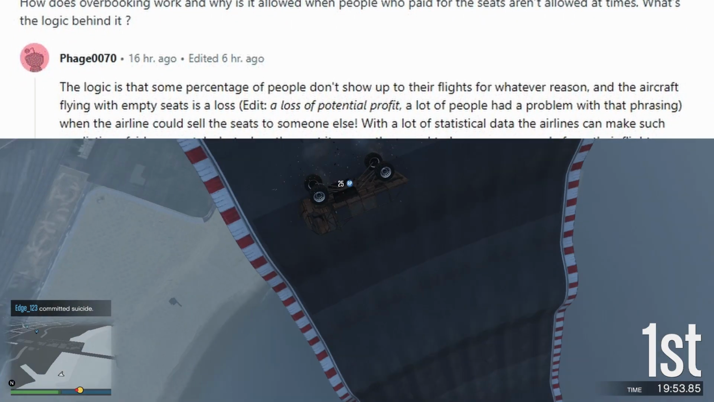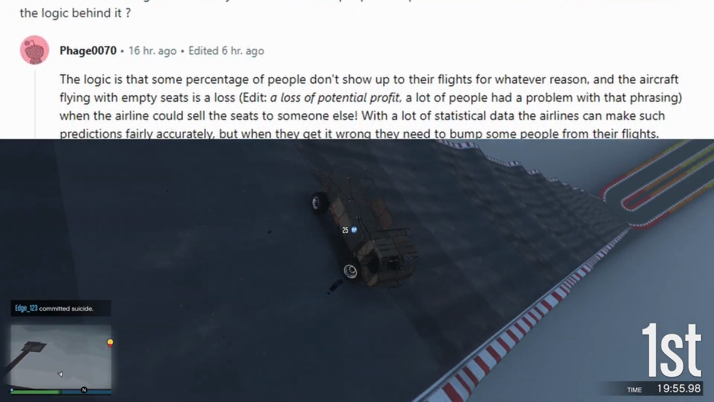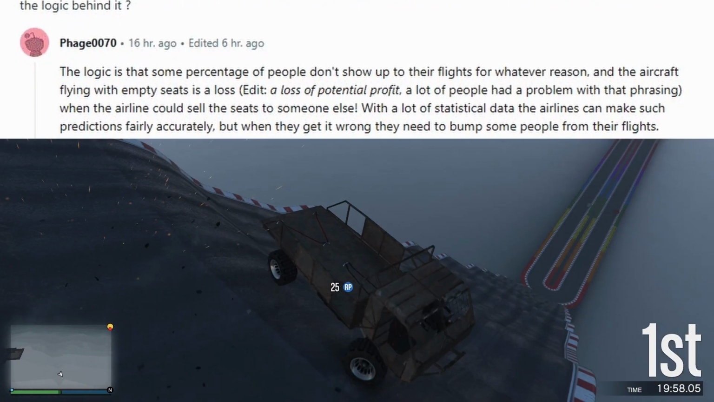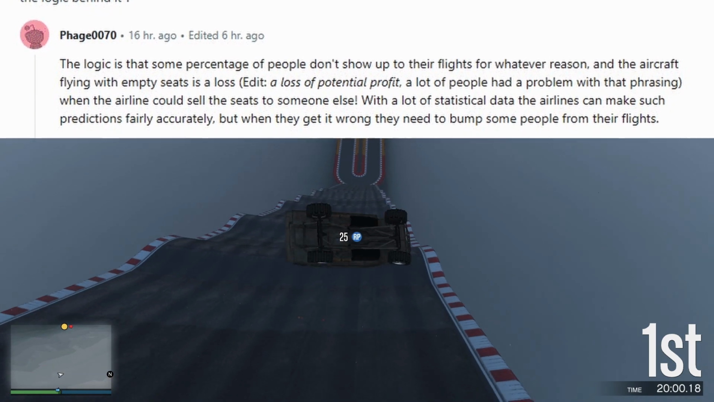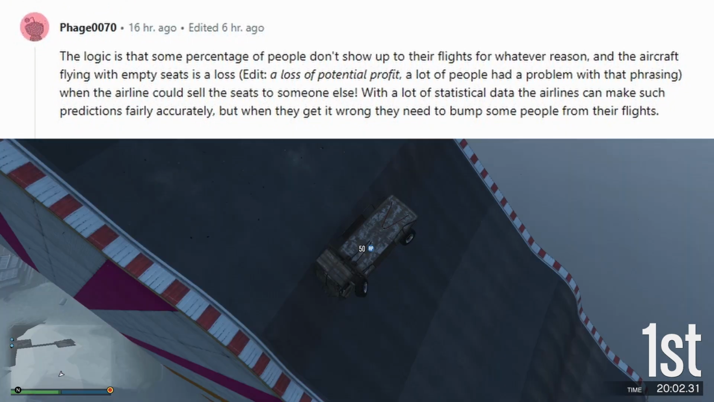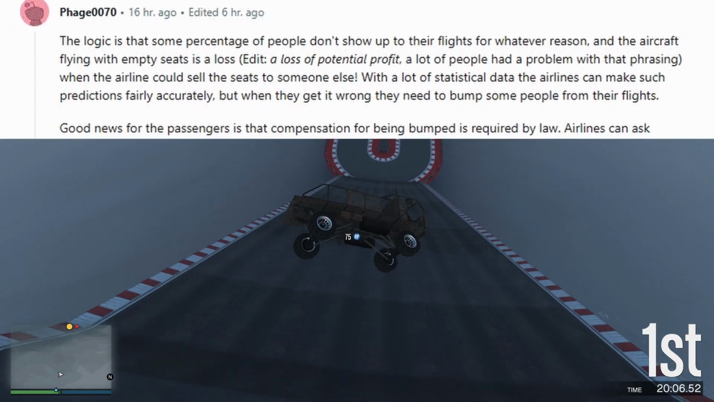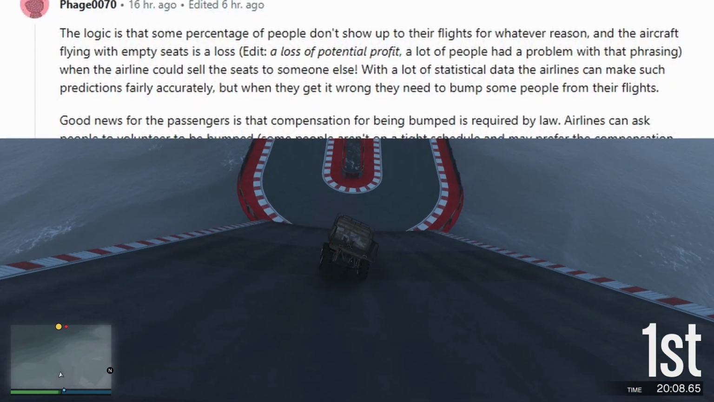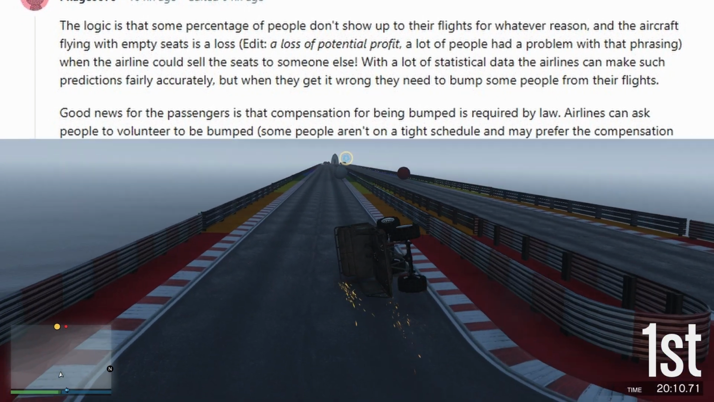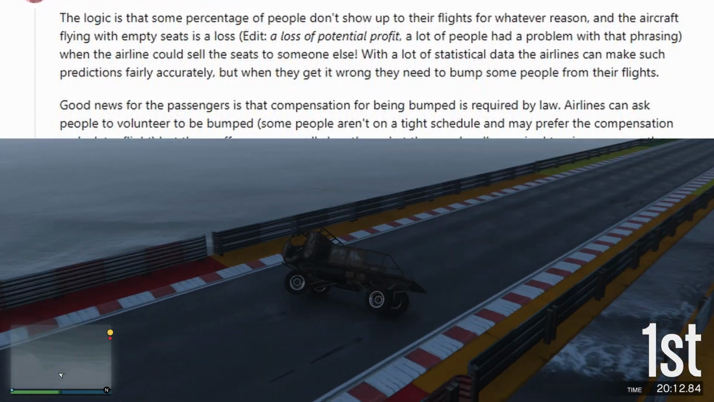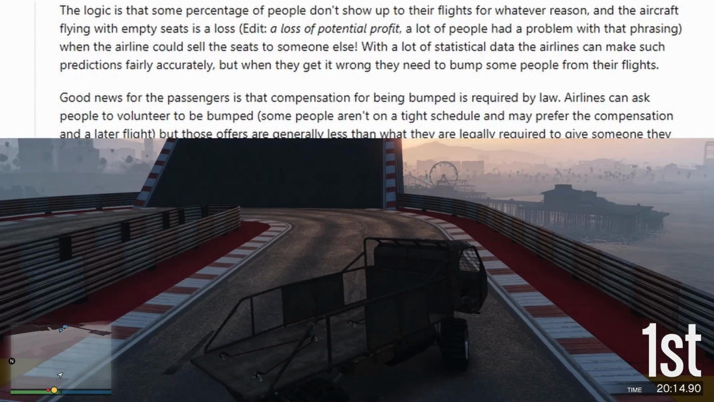The logic is that some percentage of people don't show up to their flights for whatever reason, and the aircraft flying with empty seats is a loss, a loss of potential profit. A lot of people had a problem with that phrasing, when the airline could sell the seats to someone else. With a lot of statistical data, the airlines can make such predictions fairly accurately, but when they get it wrong, they need to bump some people from their flights.